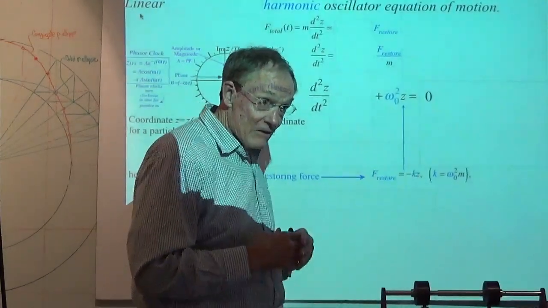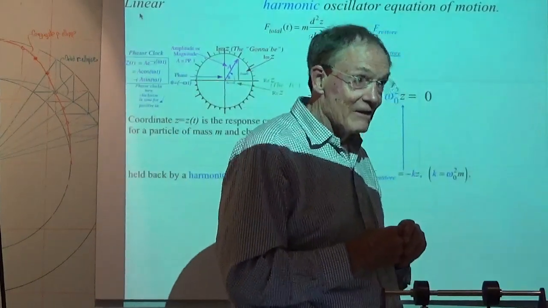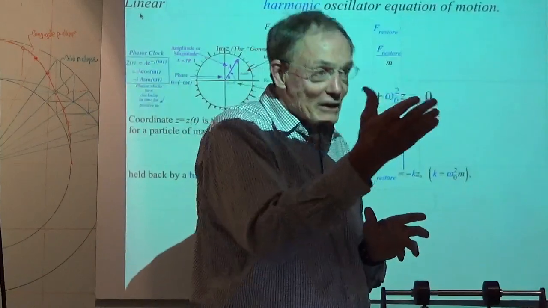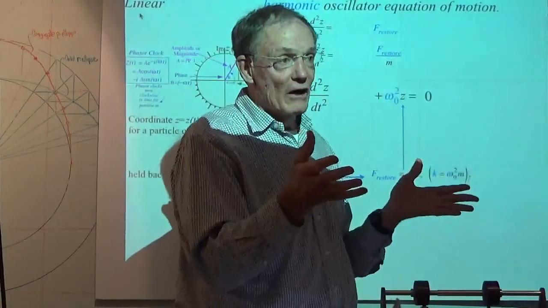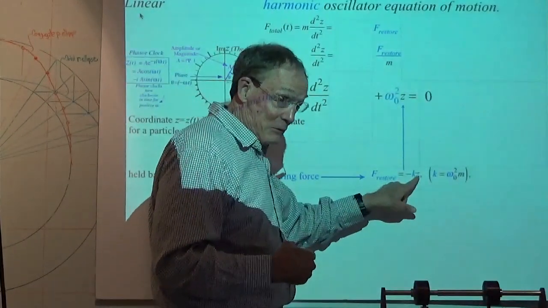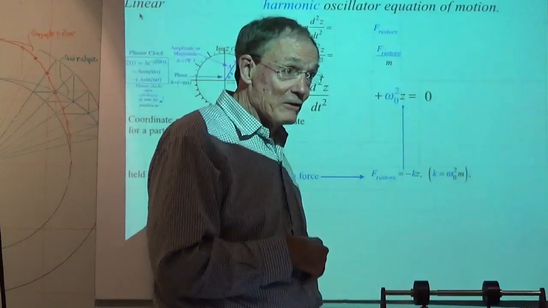So for any small displacement, we can approximate the potential to be parabolic. That's a Hooke potential, and the force law, the derivative of the potential, is a straight line. Does that answer what you're after?